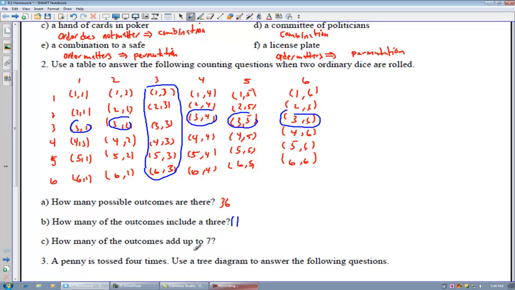How many of the outcomes add up to 7? Let's use a different color here, let's use green. And so you add these up: 2, 3, 4, 5, 6. So this is 7.